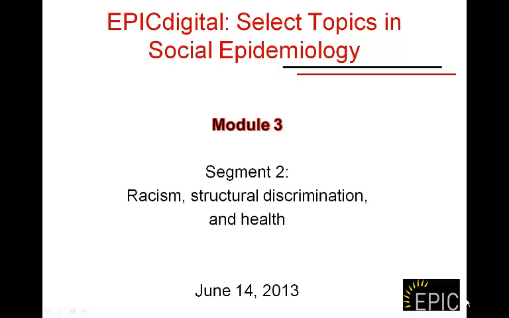This second segment of Module 3 will focus on racism as manifested through structural discrimination and health outcomes. And we'll pick up here in this segment and the future segments where we left off in the previous segment, focusing on different forms of discrimination as an interpretation of racial disparities in health. So in essence, how racial discrimination in multiple different forms can explain the observed patterning in health by race.